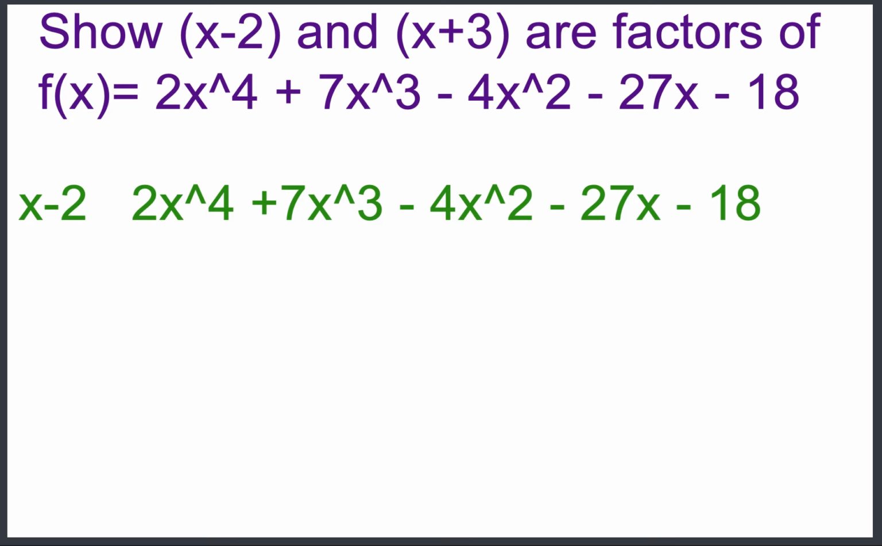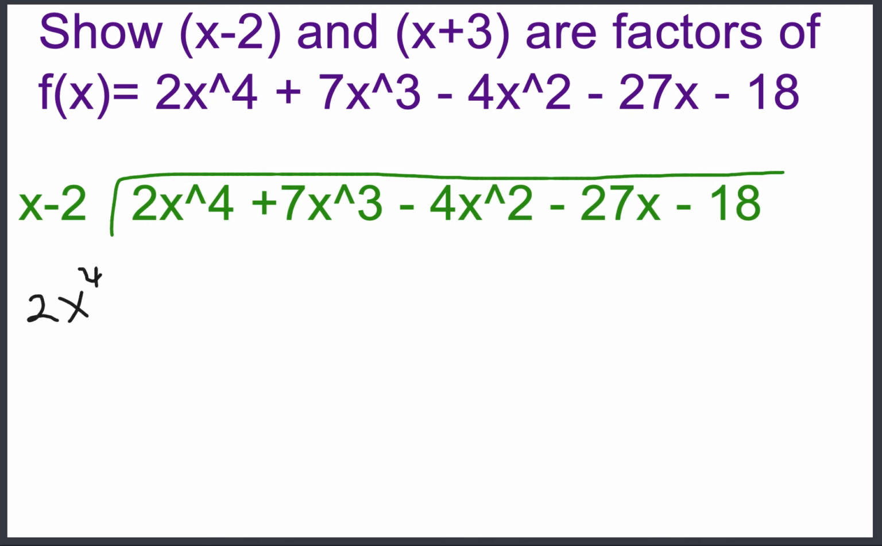So a long illustration for that would be show that x minus 2 and x plus 3 are factors of f of x, which means 2x to the fourth, very long problem, all the way down to minus 18. Well, this is a long division problem. So we're going to take the lead term here, which is 2x to the fourth, and divide it by the lead term of the divisor, which is x. This will give us 2x to the third. And of course, that's going to go right over the 7x to the third.